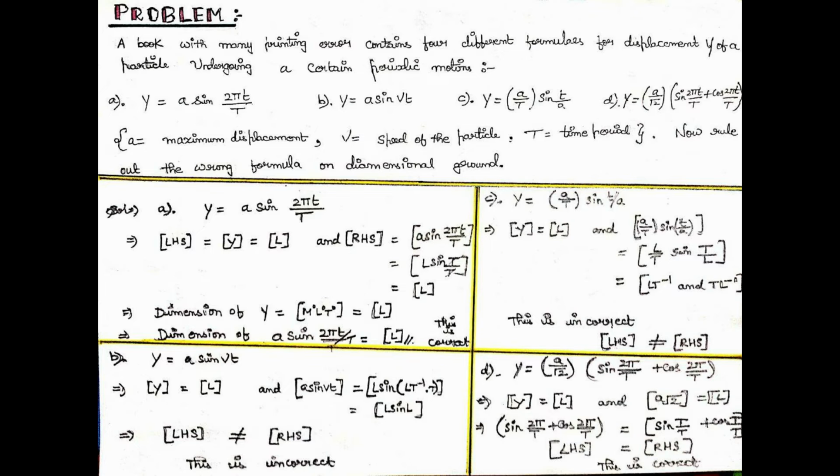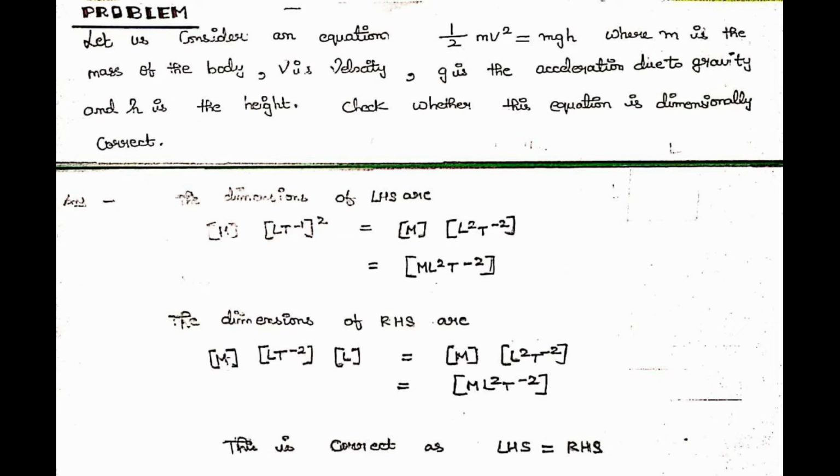Option number D, A by square root of 2 and sin 2 pi by t plus cos 2 pi by t. Here in the solution we already know y is L and A of square root 2 equals L. Sin 2 pi by t plus cos 2 pi by t equals sin t by t plus cos t by t. After further solution, we get the answer as L, as LHS is equal to RHS. So this is correct. Let us move to the second problem.